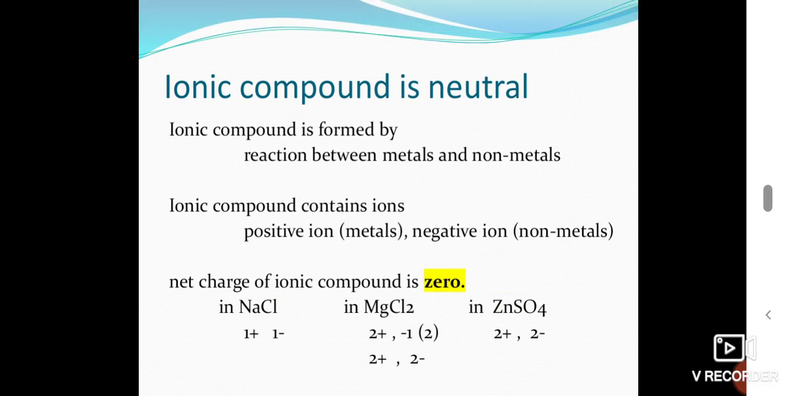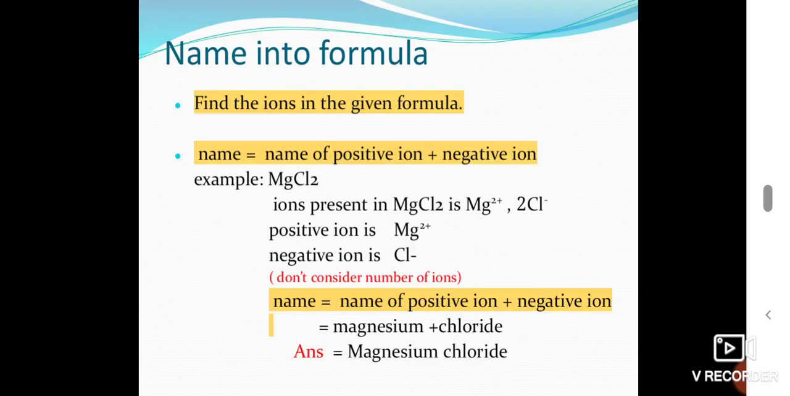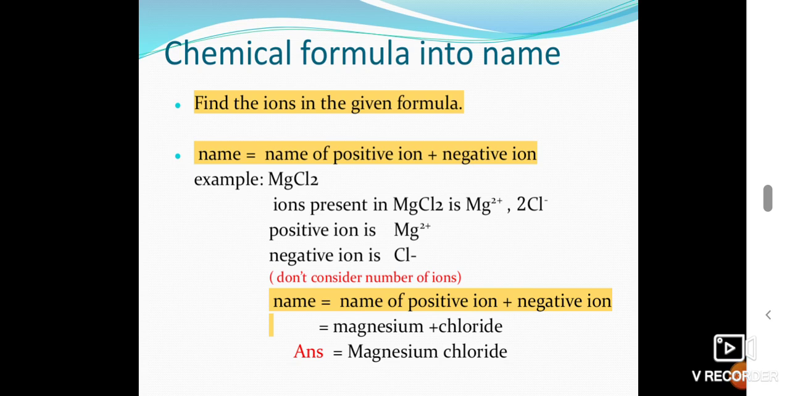Next we move on to another heading: name into formula. In previous slides we have discussed how to convert the name into a chemical formula, isn't it? Now we are going to discuss how to convert the chemical formula into a name. This kind of naming is suitable for only ionic compounds. We know that an ionic compound is formed between metals and non-metals, isn't it? So this kind of conversion of formula into name is suitable for only ionic compounds.